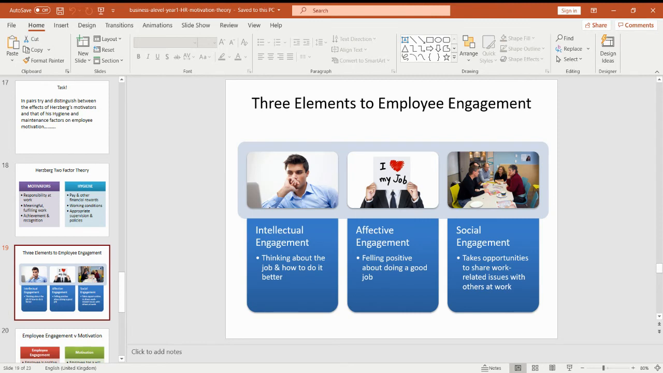I just want to talk a little bit more about employee engagement. So employee engagement is not just being focused on your job. It can be classed in terms of intellectual engagement, thinking about your job and how you can do it better. Something called affective engagement, feeling positive about your job and doing a good job. And also social engagement, having opportunities to share issues with other people at work. All of those can contribute to someone feeling comfortable at work. It can improve productivity, it can improve their motivation, and employees are more likely to want to stay at work and have less absences than people who are not potentially engaged at work.